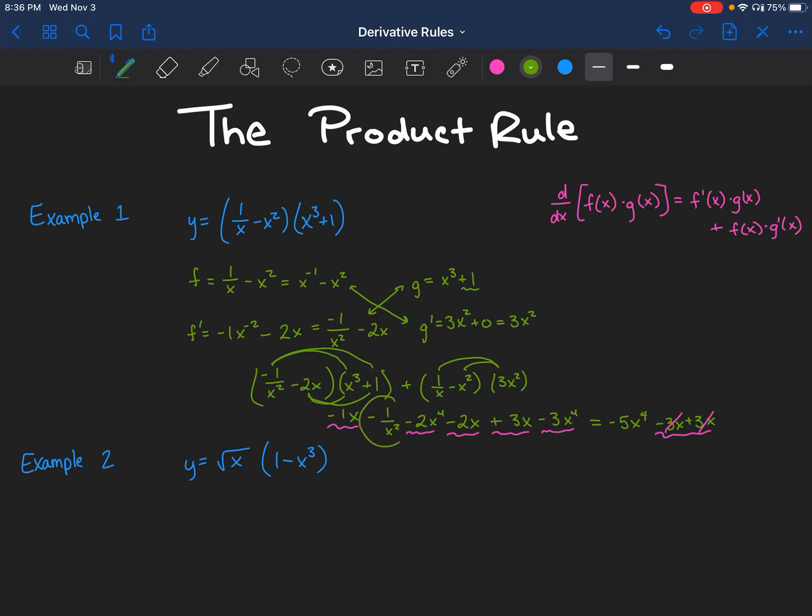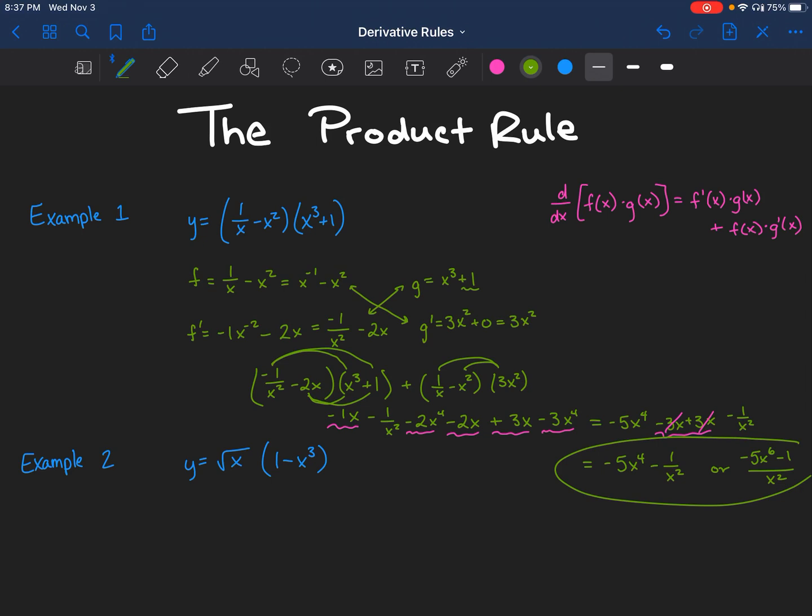The only other thing left that I have to worry about is that negative 1 over x squared. So I'll go ahead and write that at the end. So I can leave my final answer as negative 5x to the fourth minus 1 over x squared. Or if you're feeling really risky, you can make a common denominator and make it negative 5x to the sixth minus 1 all over x squared.